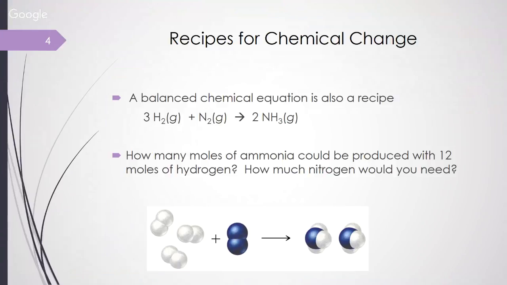So 12 moles of hydrogen react with 4 moles of nitrogen to produce 8 moles of ammonia. I simply multiplied my respective coefficients times 4, comparing them to my initial number of moles of hydrogen.